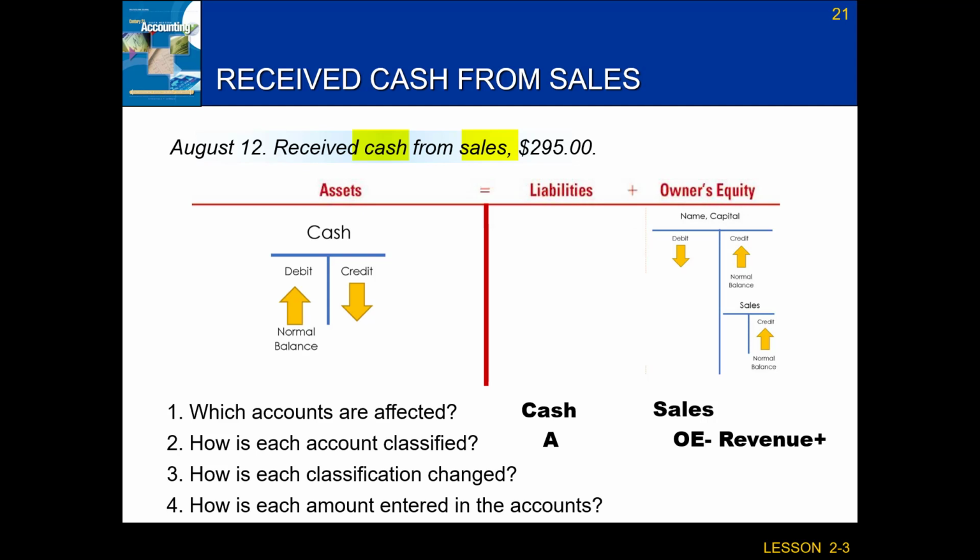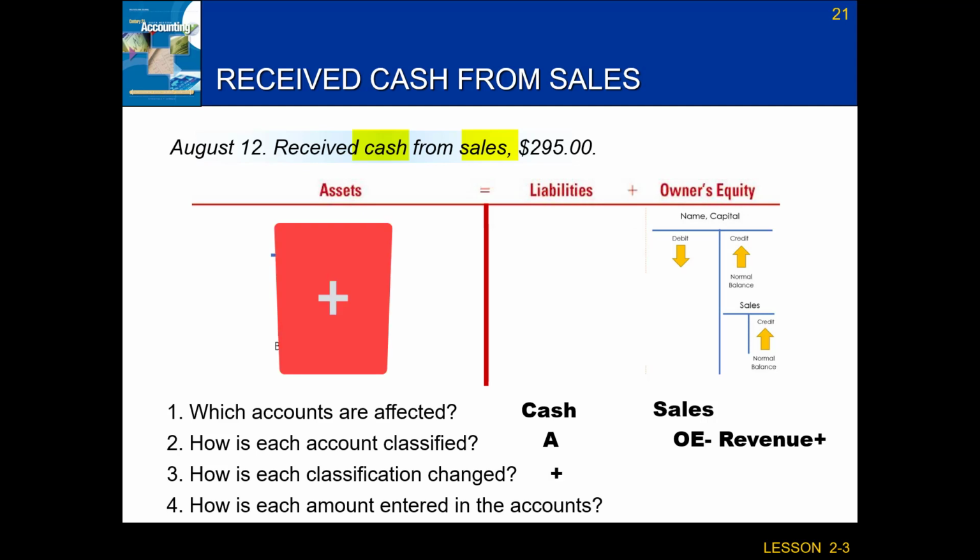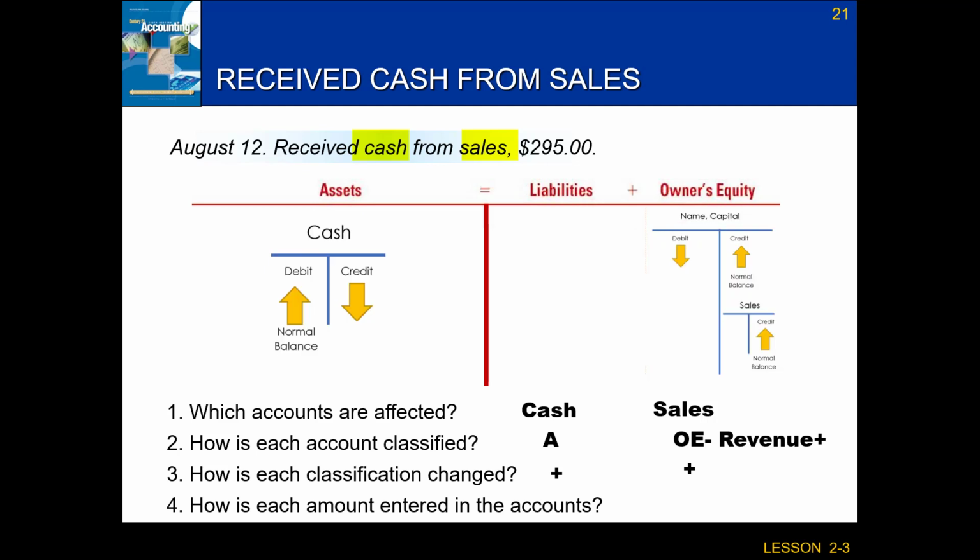How is each classification changed? If I receive cash, cash is getting a plus. And if I have a plus on the left side, I have to have a plus on the right side of my equation. How do I enter each amount? Well, cash increasing is a debit. And then I just told you sales is always going to be a credit. Sales increasing is a credit. And debits equal credits, so I'm set.